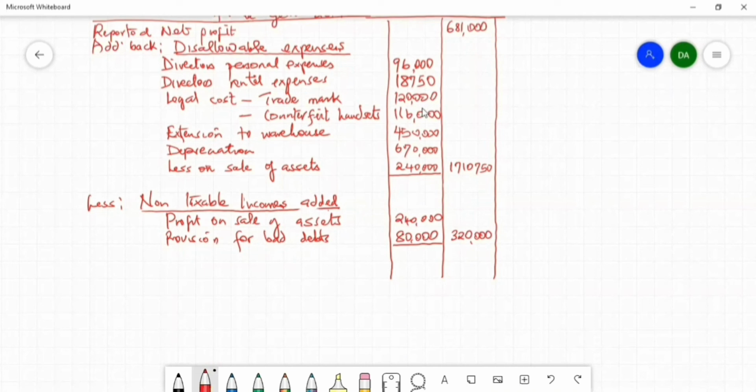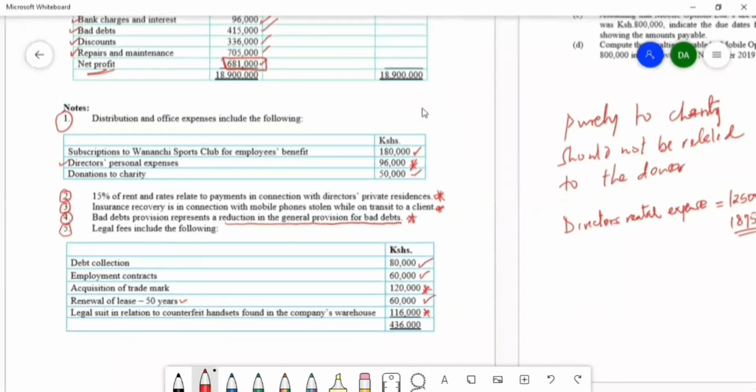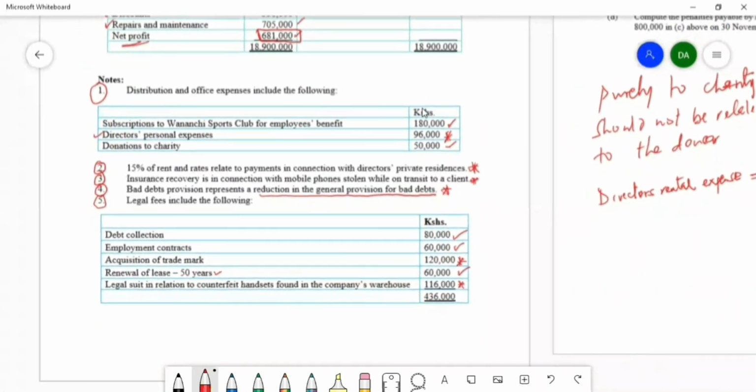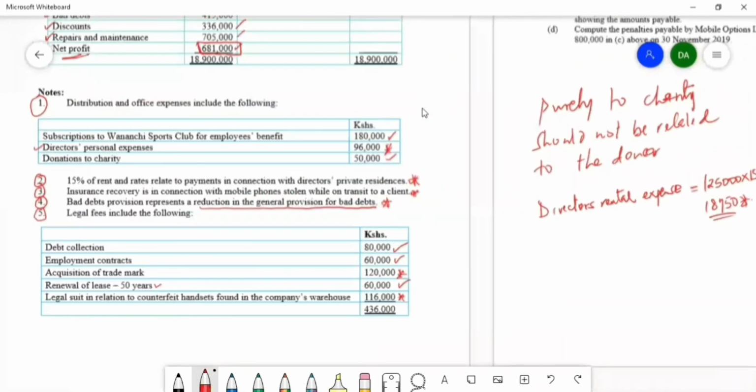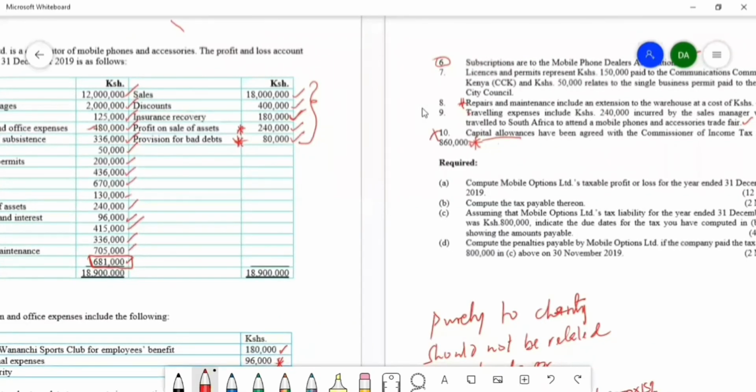After that, we are supposed to look at expenses which are allowable but have not been subtracted. Expenses which are allowable but have not been deducted. This one here. Number 10, investment allowances are allowable but they have not been deducted. So we subtract it at that point.